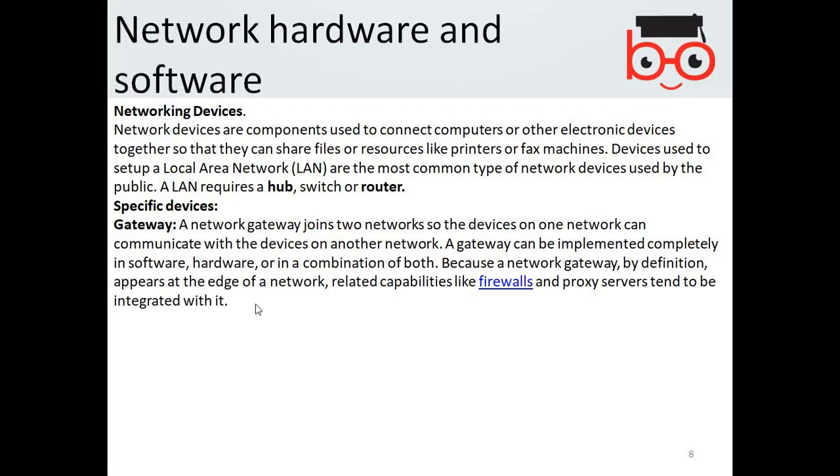For example, if a bank branch wants to connect with another branch, then they can be connected via a gateway. So obviously there will be some firewalls and proxy servers, and a virtual private network like a VPN will exist over there. So gateways help to communicate and join two different networks.